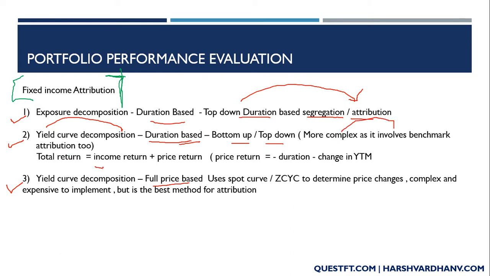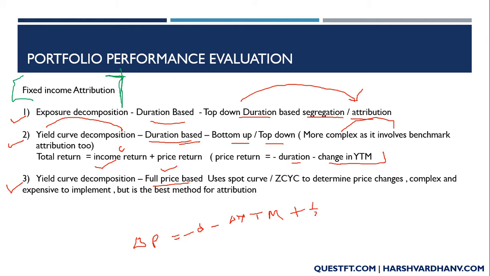The total return is income return, which is your coupon, plus price return. Obviously, price return, we know that it is duration into change in YTM. In terms of duration, we know that change in price is minus duration into change in YTM. If it was convexity based, then we could have included the convexity term also over here.